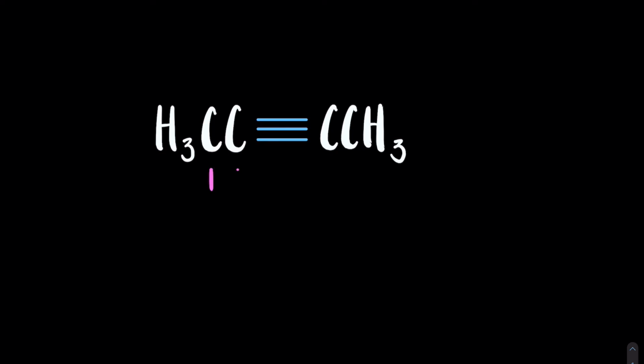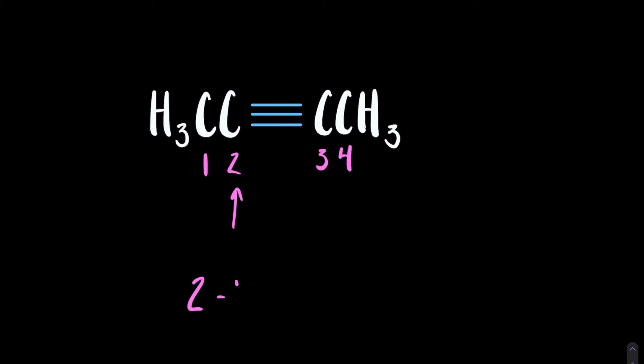This is an easy one. We have 1, 2, 3, 4 carbon atoms, and the triple bond lies on the second carbon atom. So this is 2-butyne.